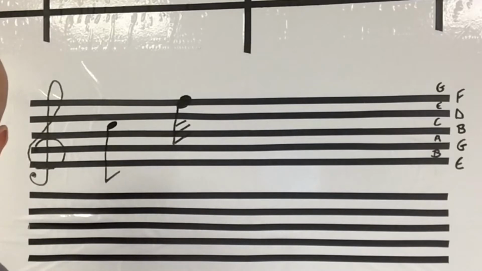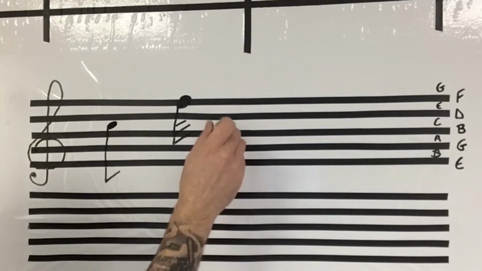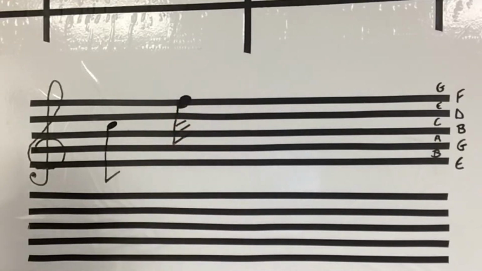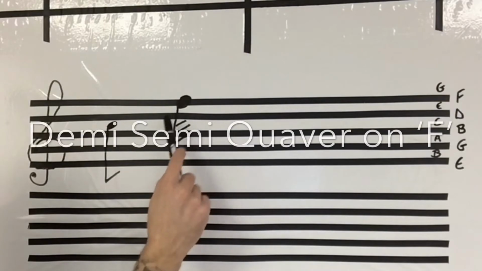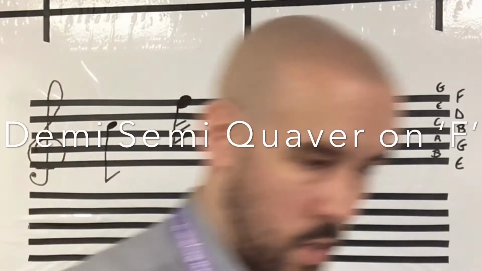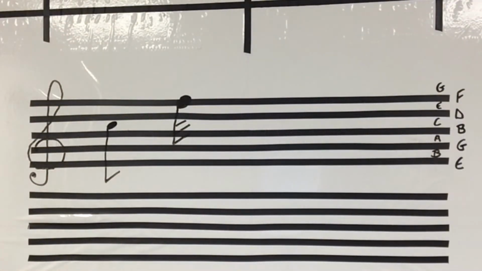So that's a demi-semi-quaver. And if we think about Every Good Boy Deserves Football, that's on F. So that is a demi-semi-quaver on F. So it's as easy as that.